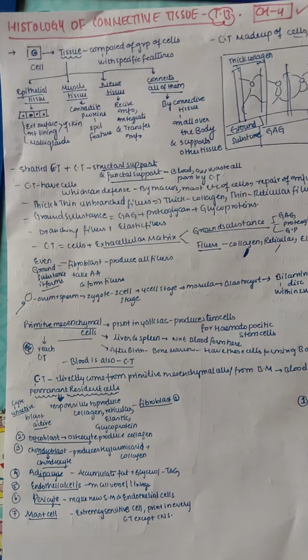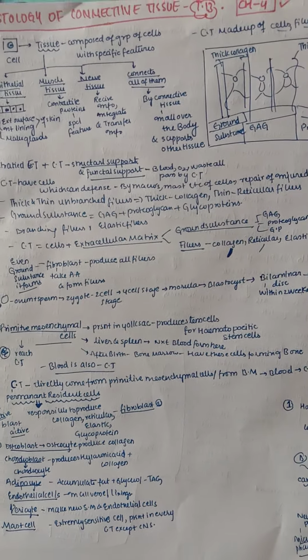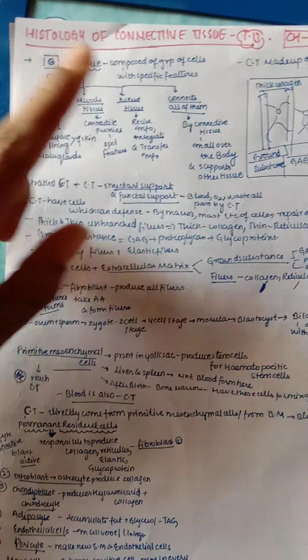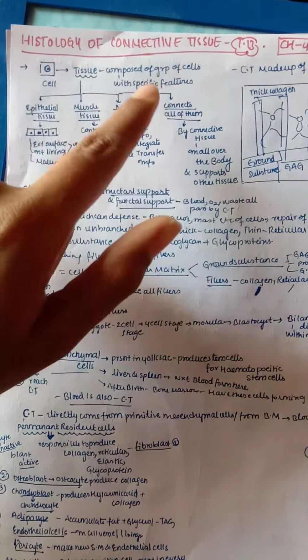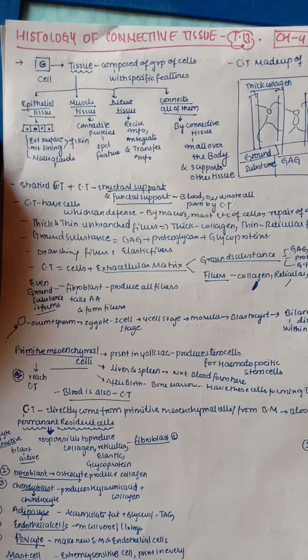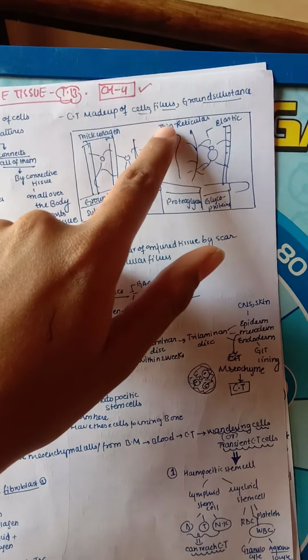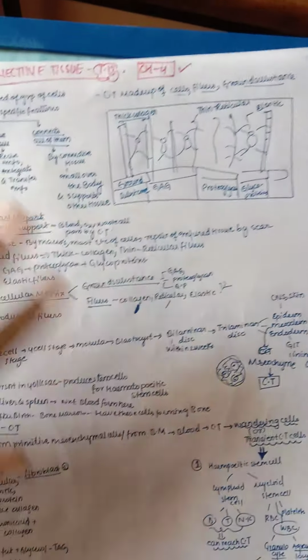So today let us start histology of connective tissue. First, we know the group of cells to perform a specific function convert into tissue. So tissue is nothing but a group of cells with specific features. The connective tissue is mainly made up of cells, fibers and the ground substance. So let us check it out.